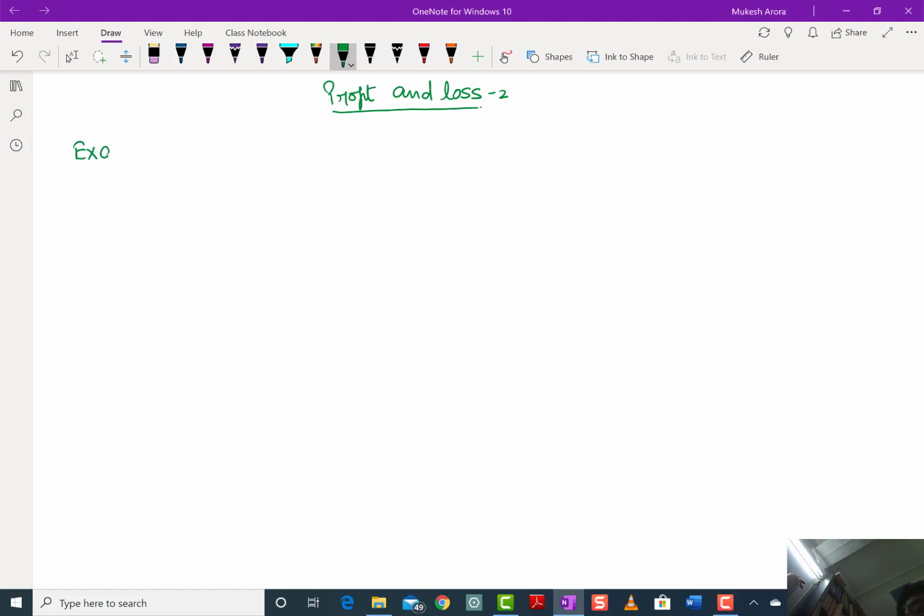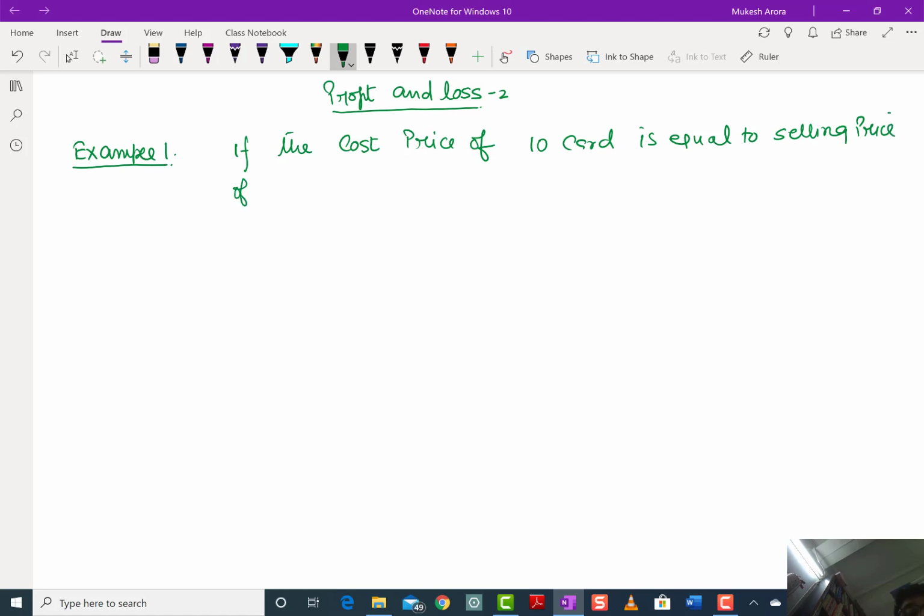The first sum is: if the cost price of 10 cards is equal to the selling price of 8 cards, find the profit or loss percent.